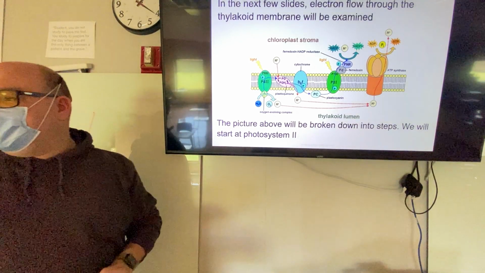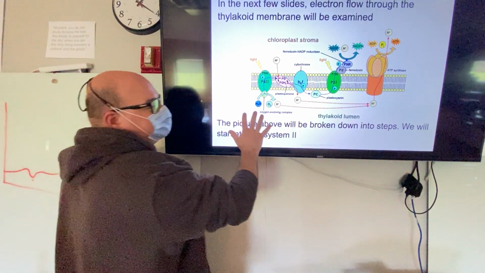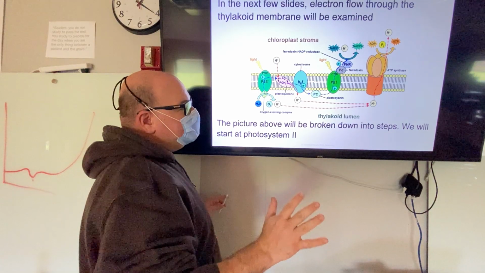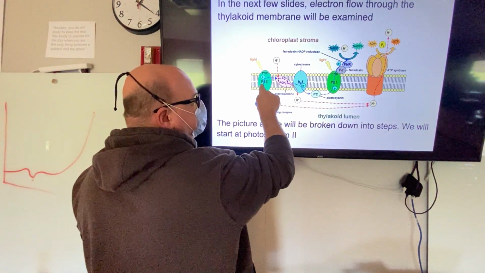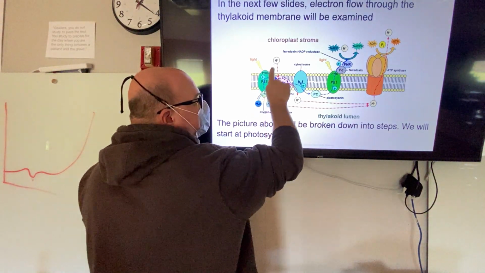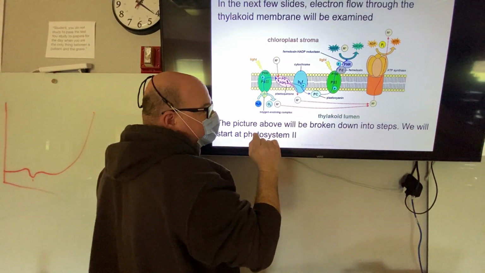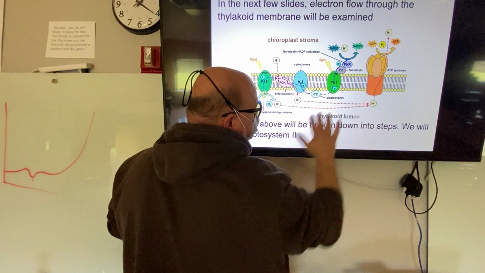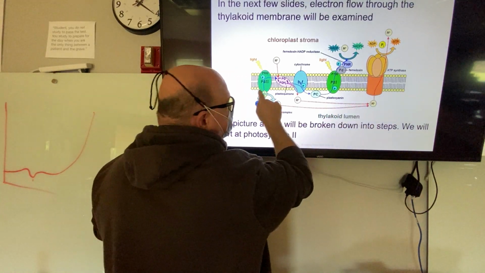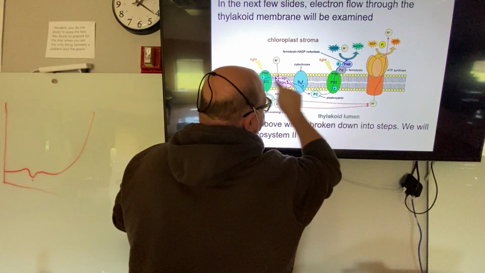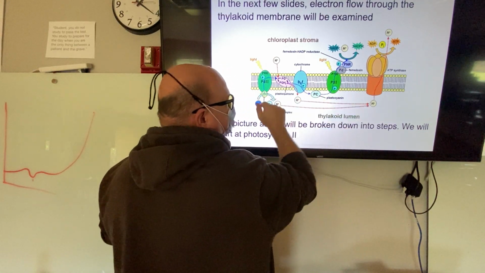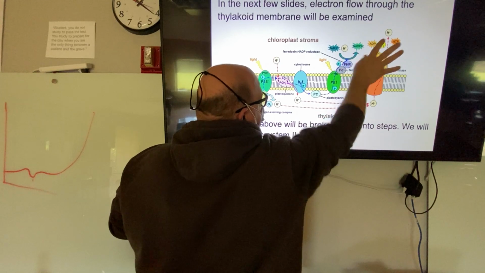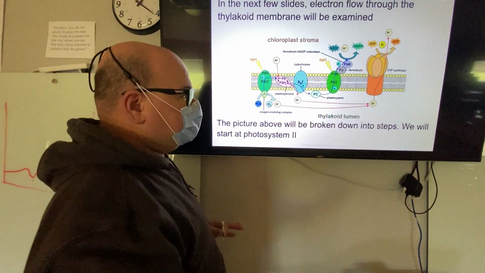This is intimidating. If you look up here, there's lots of steps. You don't have to know every single one of them. You basically need to know photosystem 2, cytochrome, photosystem 1, and then ATP synthase. These three right here are the really important ones. Now there's a thing that goes between these, and there are things happening up here. You also have to know this.